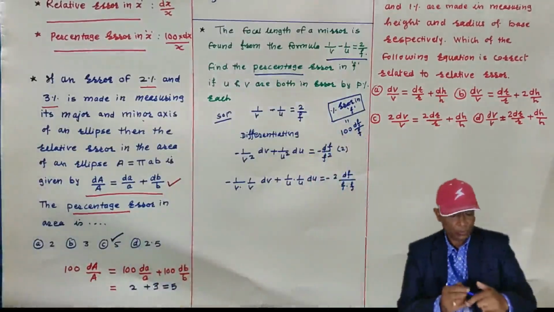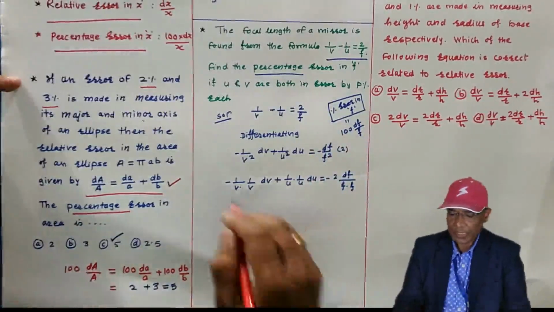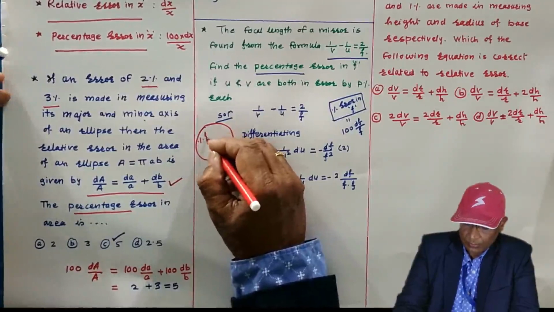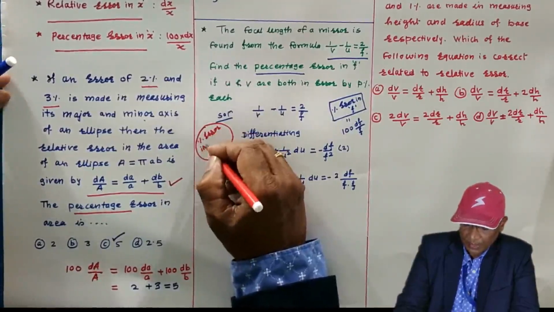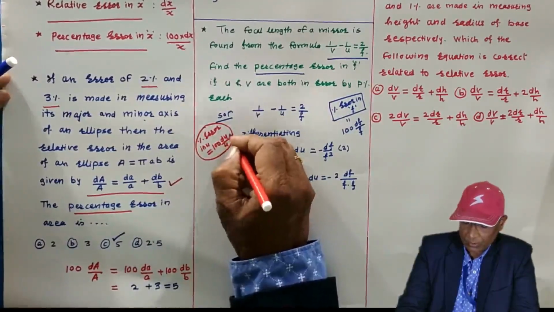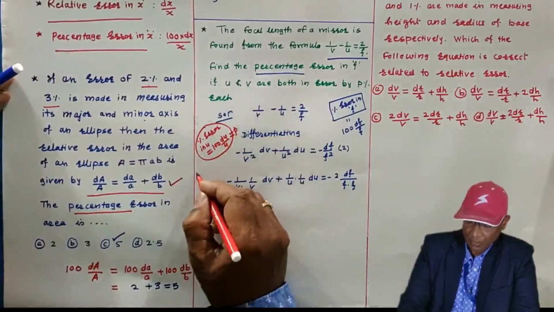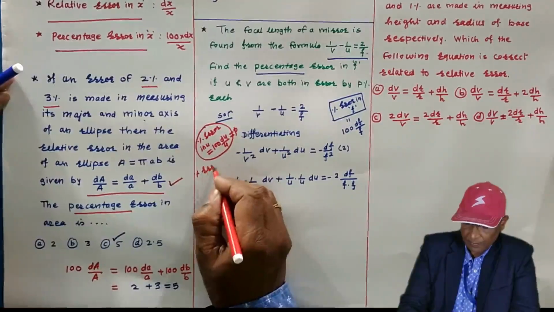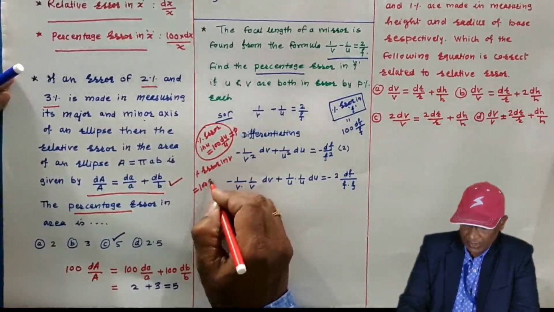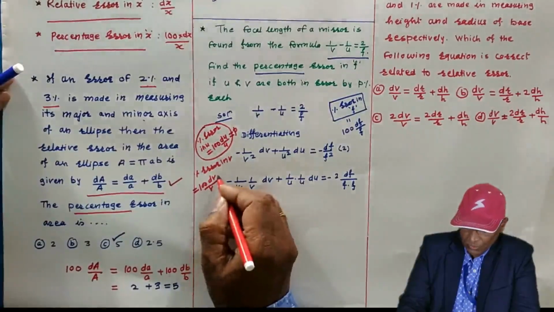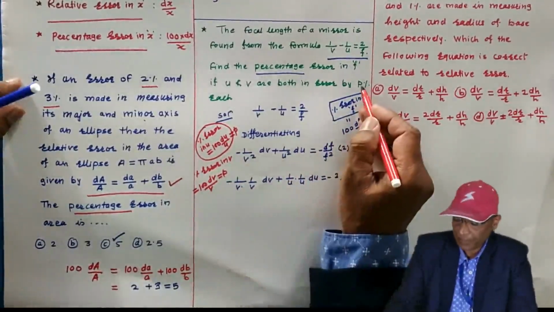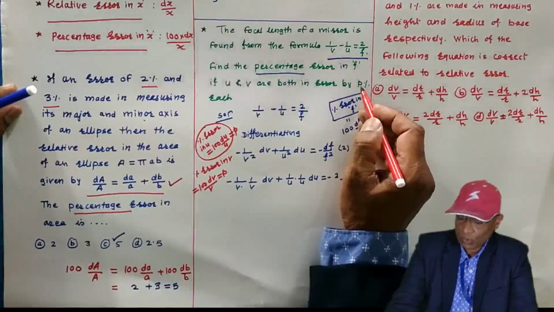And what is given to you? The percentage error in u, 100 du by u, is given, that is p. The percentage error in v is also given to you, which is 100 dv by v, which is also equal to p. Percentage error in u is given, which is p, and percentage error in v is also given, that is p.